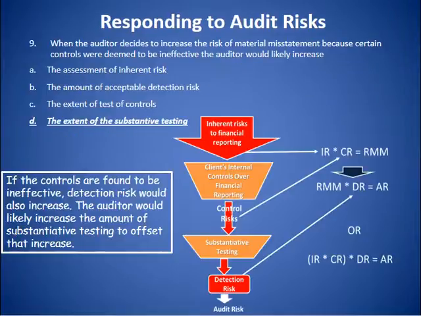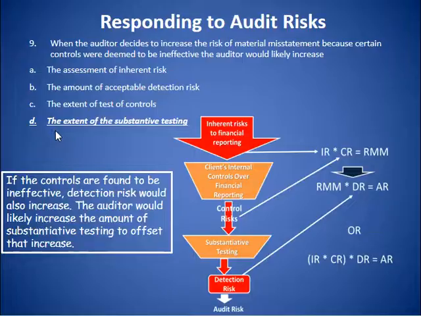Okay, now let's take a look at the answer to number 9. When the auditor decides to increase the risk of material misstatement because certain controls were deemed to be ineffective, the auditor would likely increase, in this case the answer would be D, the extent of substantive testing.